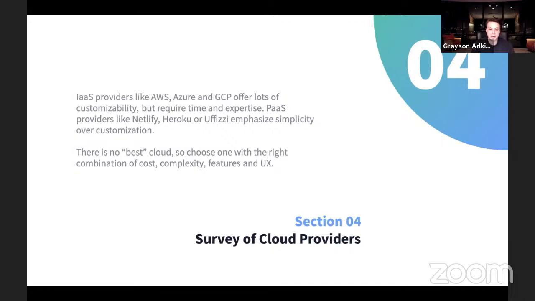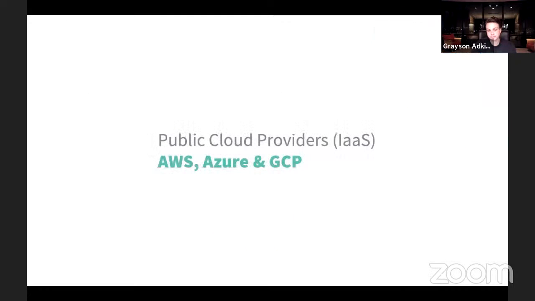And again, there's no best cloud. So you have to look at everything from cost, complexity, features, UX, et cetera, to make that decision. So hopefully, as we go through these, and maybe you're considering a new cloud provider, or digging a little deeper in the cloud, maybe I can give you some tools and tips and some questions to ask.